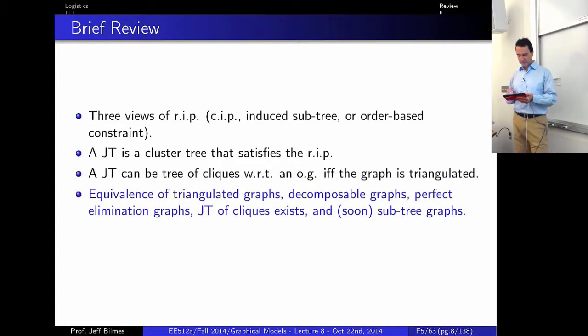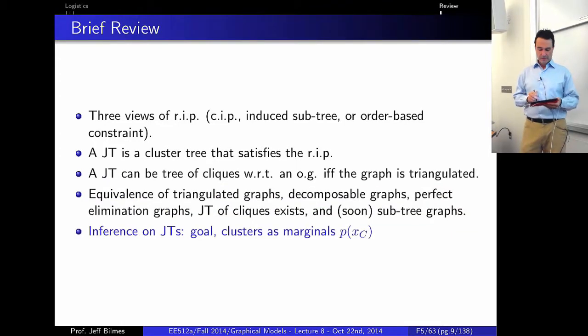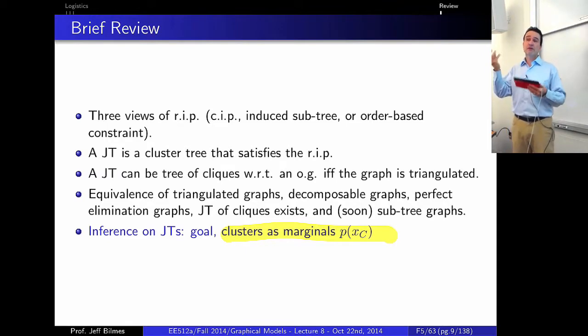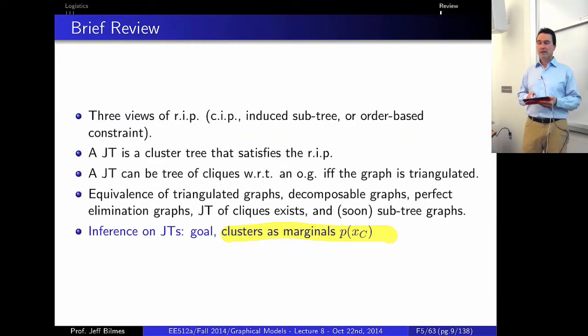We saw that there was an equivalence of triangulated graphs, decomposable graphs, perfect elimination graphs, and the existence of a junction tree of cliques. And very soon, in the first part of today's lecture, we're going to see that it's also equivalent to this notion called a subtree intersection graph. And then for inference, our goal is essentially to express the cliques as marginals, so that we end up having a marginal distribution over all of the clusters, or over the cliques or max cliques in the original graph. Okay, so that's where we're at. Any questions?